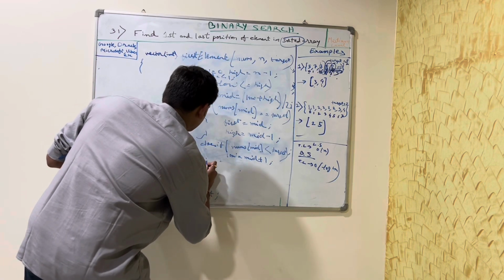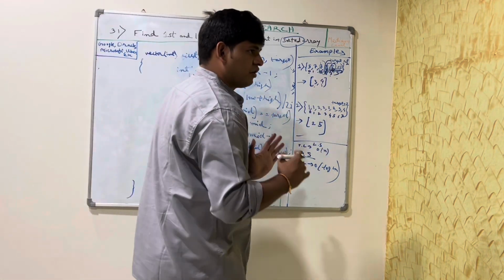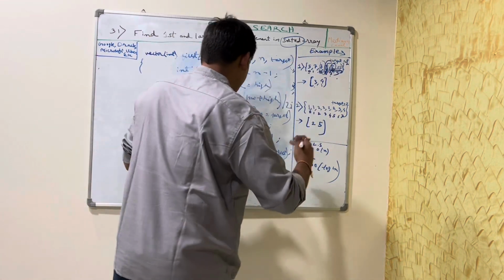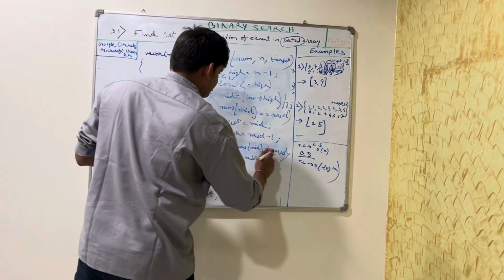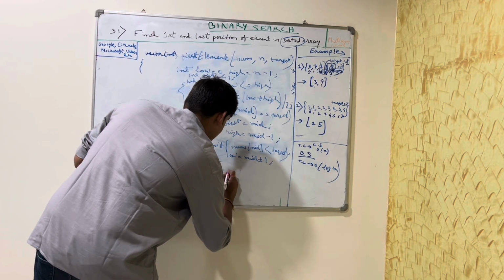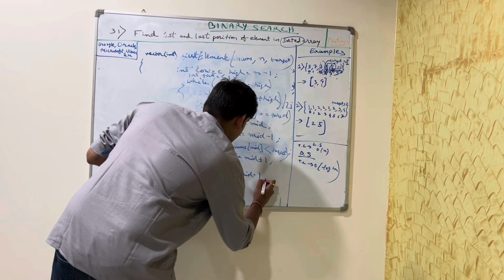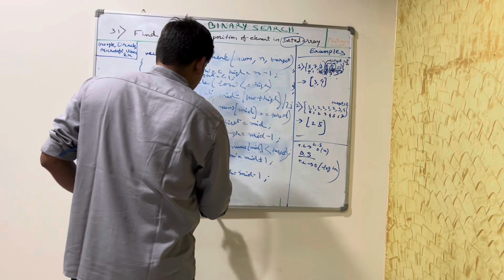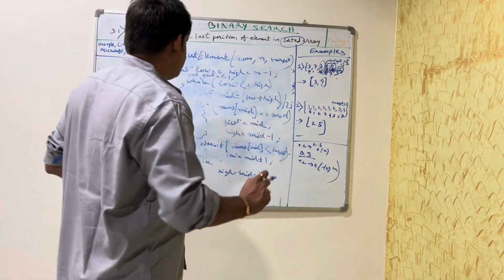If the middle element is greater than the target element, that means we have crossed the target value, and we need to reduce the search space to get the target value, right? So if mid has crossed the target value, in that case we will make high equal to mid minus 1, so that we search in the left space. In this way we will find the first occurrence of the element in the array.